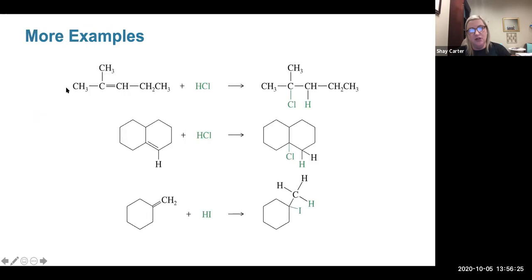Okay, so here's some more examples. You can pause the video and look through them a little bit, but these are exactly like the ones we've already looked at. Wherever the double bond is, we're going to add the halogen to one side and the hydrogen to the other. The hydrogen is going to go onto the carbon that has the most hydrogens already on it, and the halogen is going to go onto the most substituted carbon.